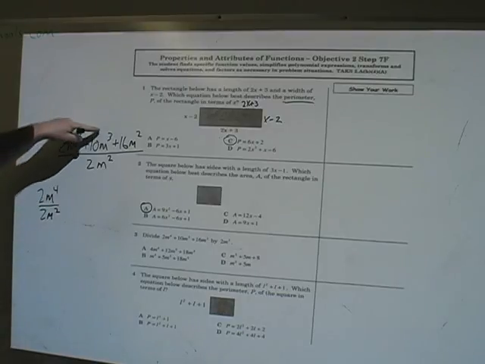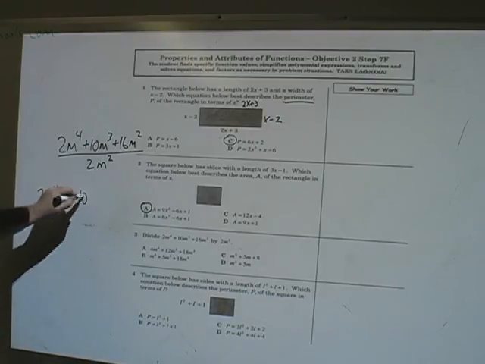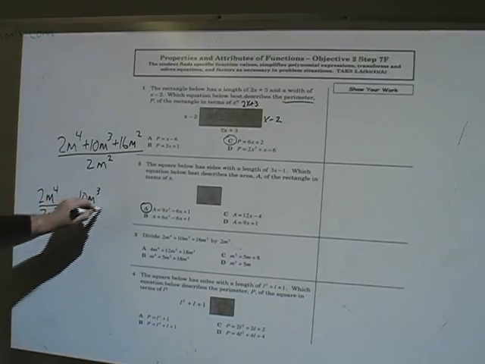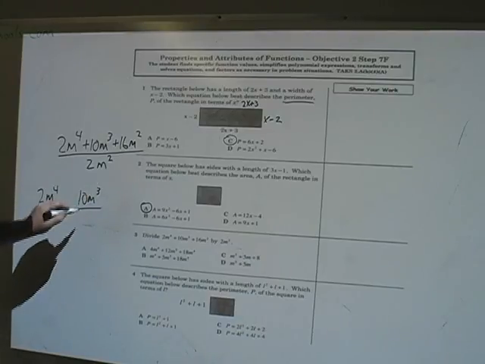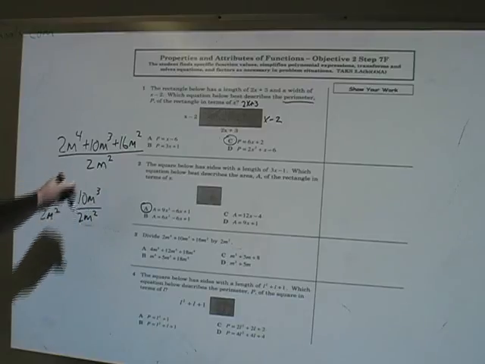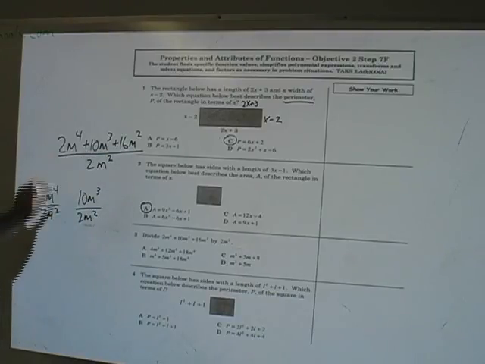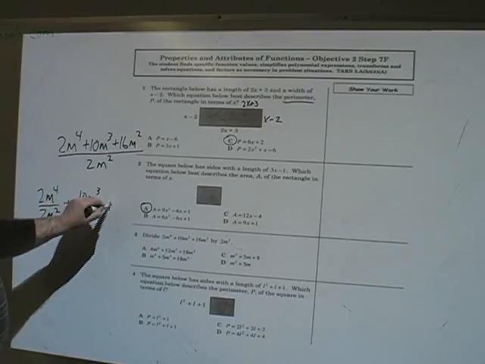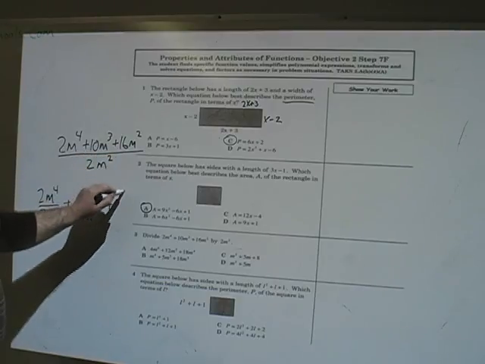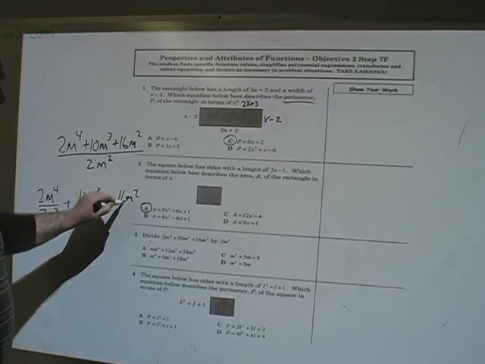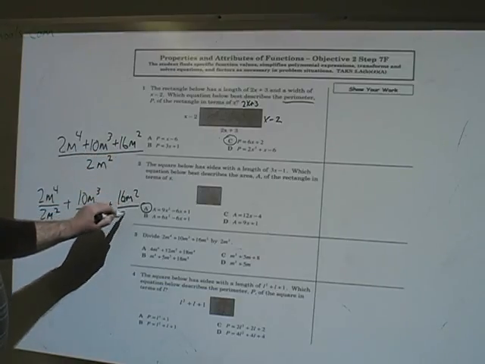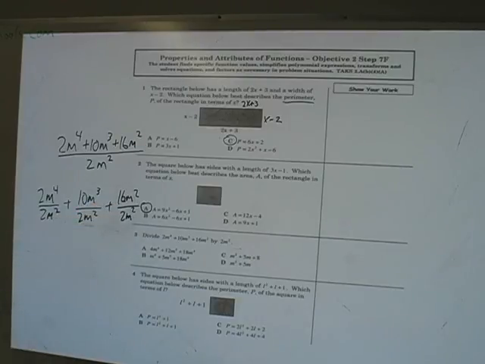Then we've got 10m cubed divided by 2m squared. Everything is divided by 2m squared. 16m squared, and there's a plus between here and here. 16m squared divided by 2m squared. Okay. Let's take each one of these separately.